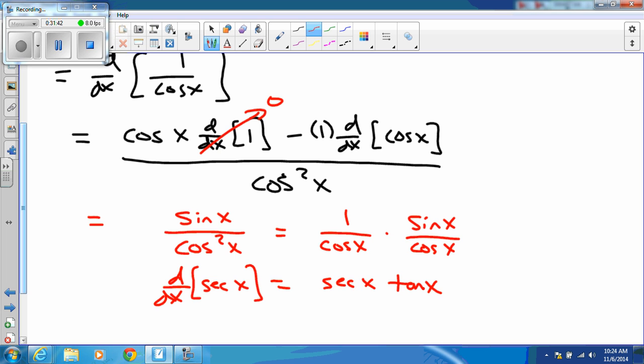Okay? I think we need a derivative of cosecant. Make it so.